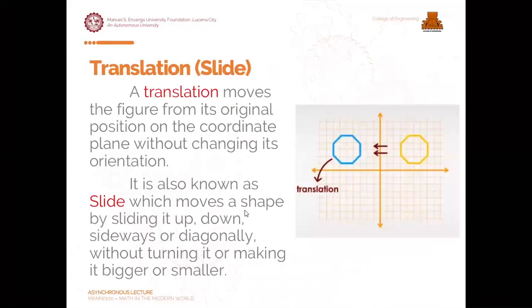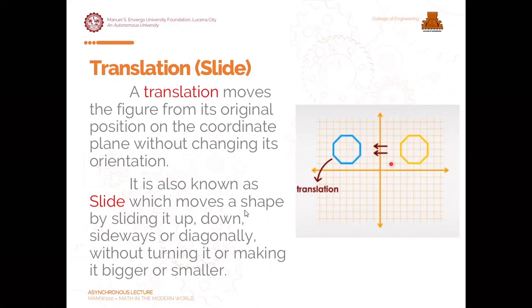So let's start with translation, or commonly known as slide. So a translation moves the figure from its original position on the coordinate plane without changing its orientation. So let's say, for example, this given figure. So we have our pre-image here, an octagon at the first quadrant of the axis. So pag translation siya, nag-adjust siya dun sa second quadrant natin. So nagkaroon siya ng movement from one position to another without changing yung orientation niya.